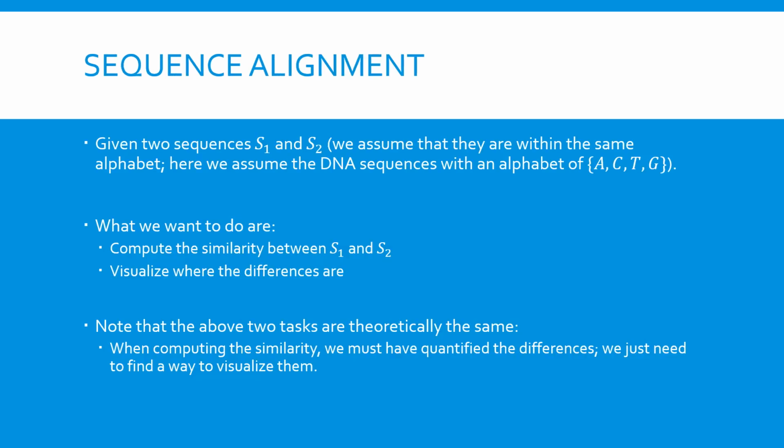Now, let's formally define the sequence alignment problem. We are given two sequences, S1 and S2, both derived from the same alphabet. Here, we assume the DNA alphabet of A, C, G, and T, though the problem can be defined with any alphabet. Our goal is to quantify the similarity between S1 and S2 and visualize the differences.